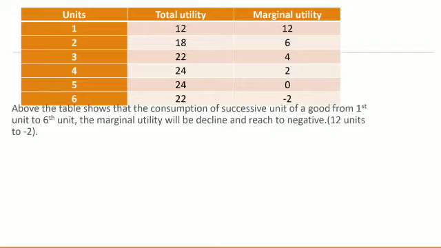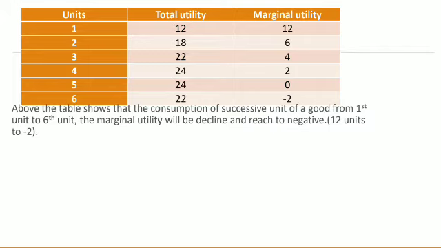As they keep on consuming one after the other without a time gap, marginal utility eventually declines. At the fifth unit, the total utility is at its maximum, that is 24, and the marginal utility is 0. At the sixth unit, the total utility declines to 22, and the marginal utility becomes -2.